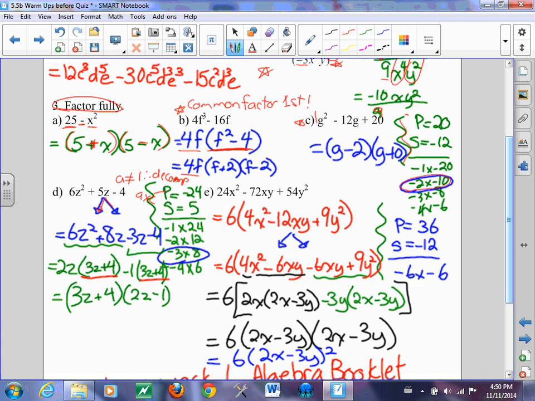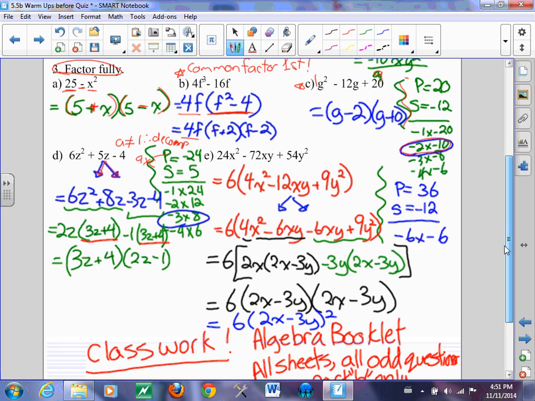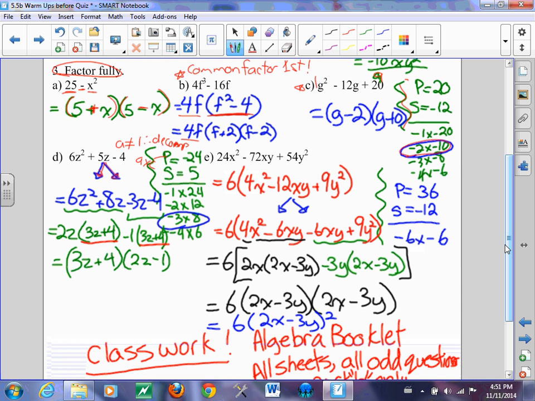You split the middle term. So that's going to be 8z minus 3z for the middle term. Then you take a look at the first two terms, what's common. I can take a 2z out. Last two terms, what's common, and negative 1. Notice you have a common binomial of 2z plus 4, and your leftovers are 2z minus 1. All right, folks, last example. Last example, here we go.